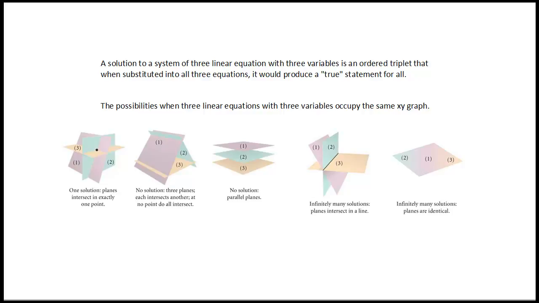You could have one solution where the planes intersect in exactly one point. No solution, which means that the 3 planes each intersect each other, but at no point do they all intersect. You can also have no solution, which means that either 2 or all 3 planes are parallel.